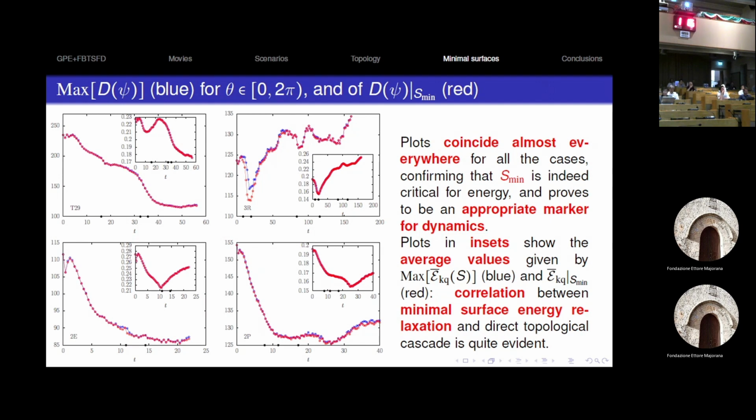Okay. Whereas the other one is the same functional, but computed on a specific isophase surface, which is the one of minimum area. And it's the red plot. And as you can see, they almost overlap everywhere, so they coincide. And this means that, indeed, the minimum surface is critical for the functional.